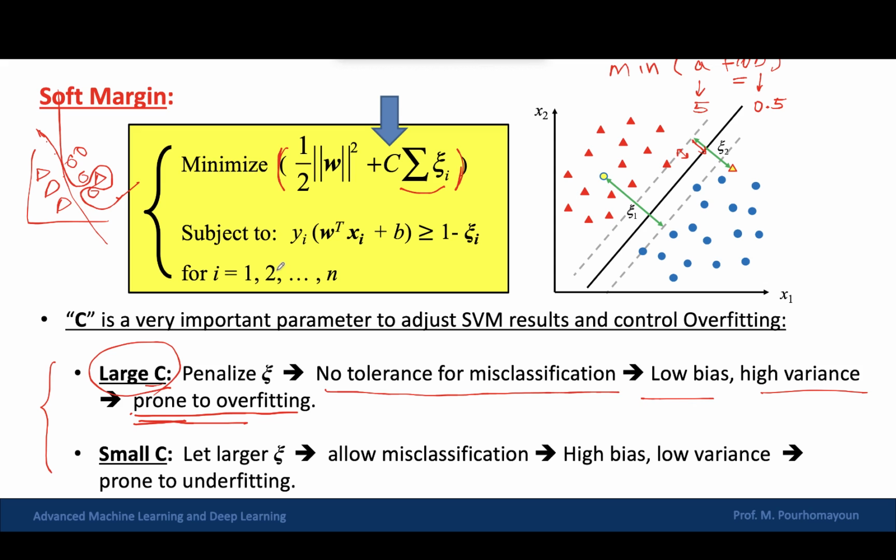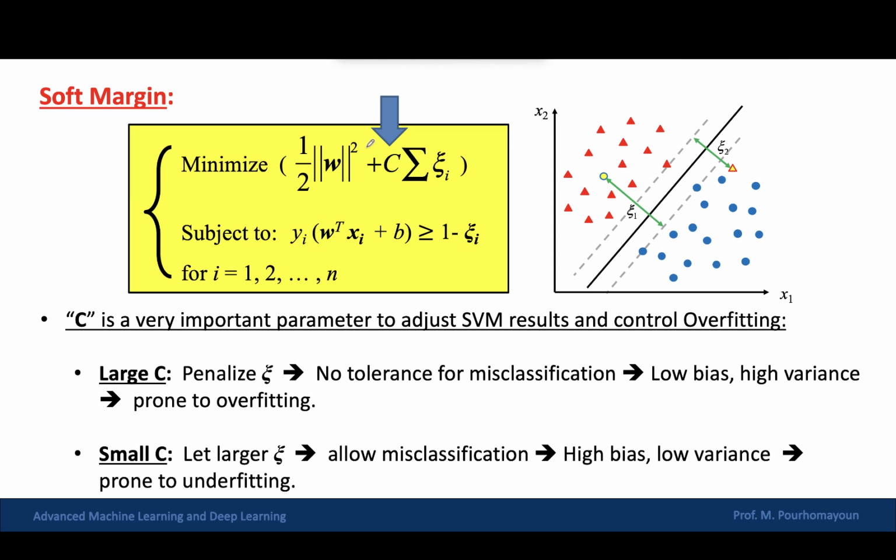So when you make C large, when you increase the value of C, you add more penalty on this poor guy. So this will be small to make sure that the whole thing satisfies this rule. So it does not tolerate misclassification anymore, low bias, high variance, and it will be very prone to overfitting. So, overthinking, right? Overthinking in AI, in artificial neural networks, overthinking.